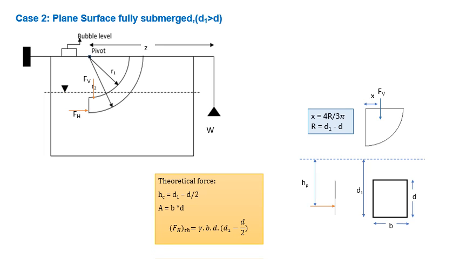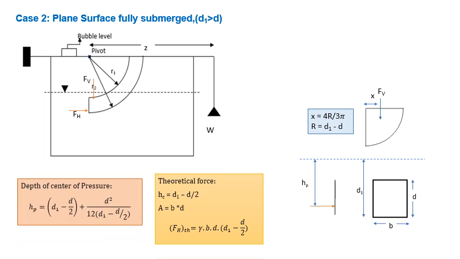So let's see the theoretical formula. HC will be the distance. The centroid of this complete part will be at D/2 from the bottom. So HC will be D1 minus D/2, and the area will only be the area of this completely submerged part, so it is B into D. So the theoretical formula for FH will be gamma B D into (D1 minus D/2).